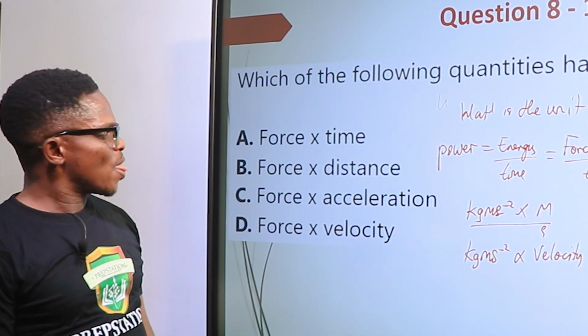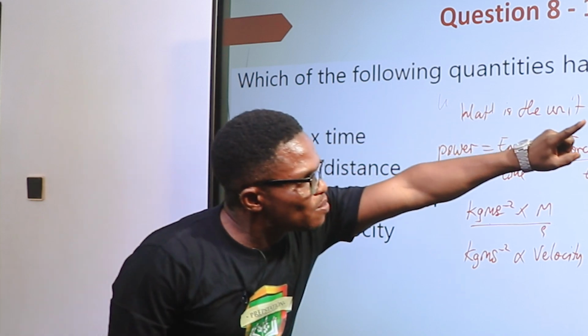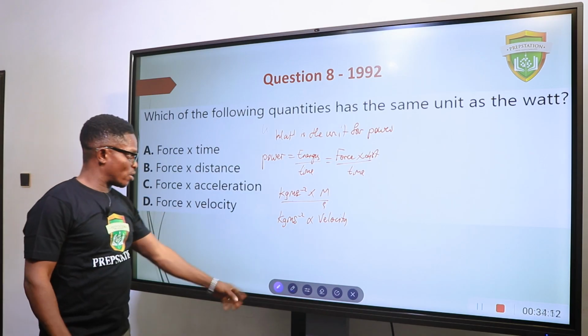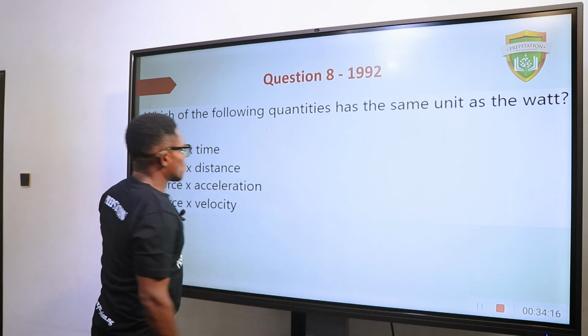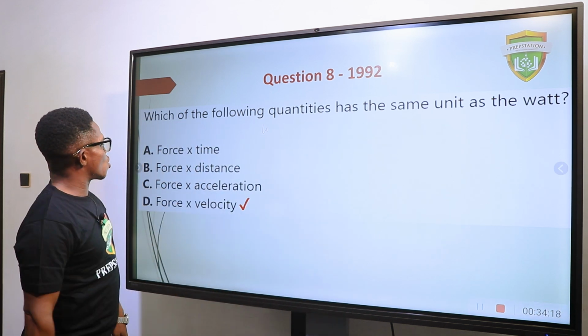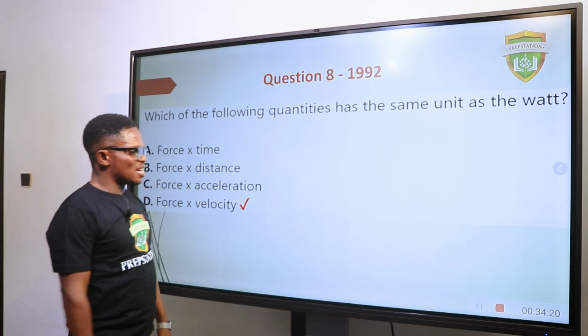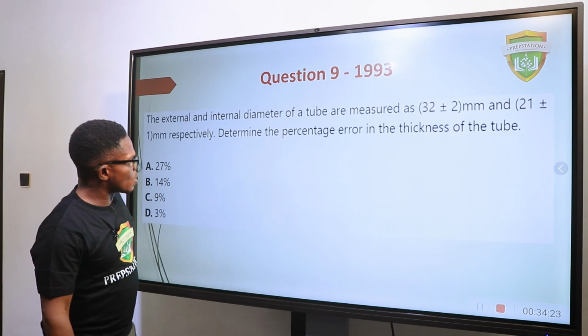D is the answer. So the quantity that has the same unit as watt is force times velocity. I just derived that for you to see. Force times velocity. So let's see if our answer is correct. Yes, force times velocity is the answer. All right, let's look at 2 more.